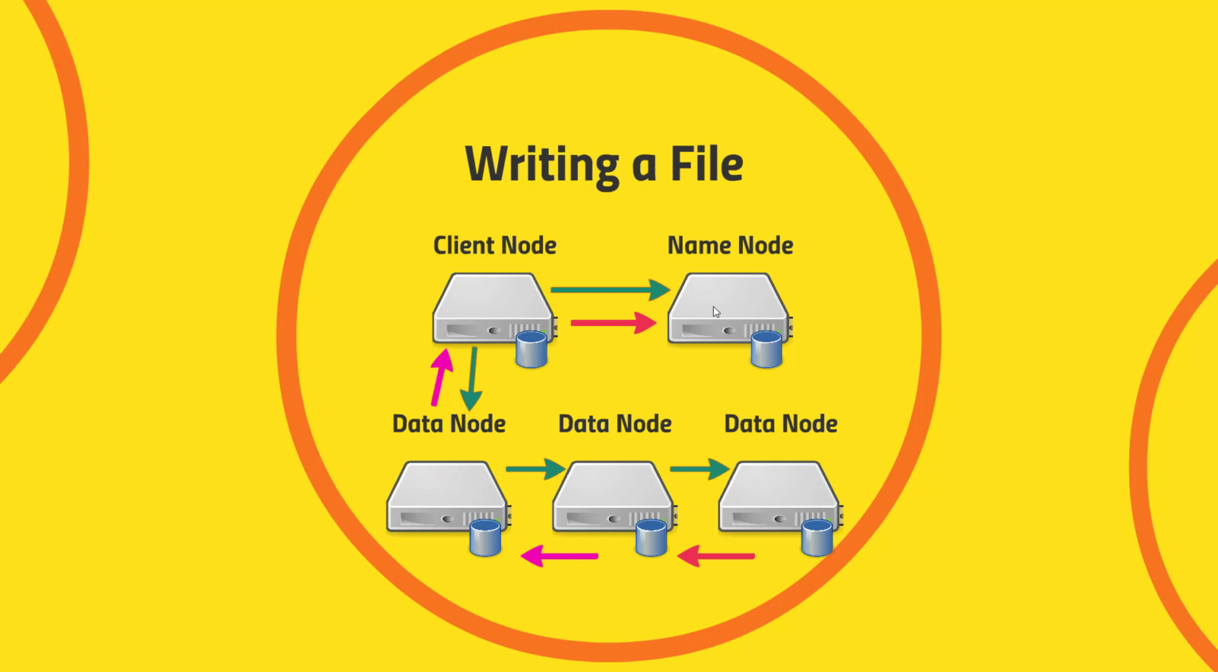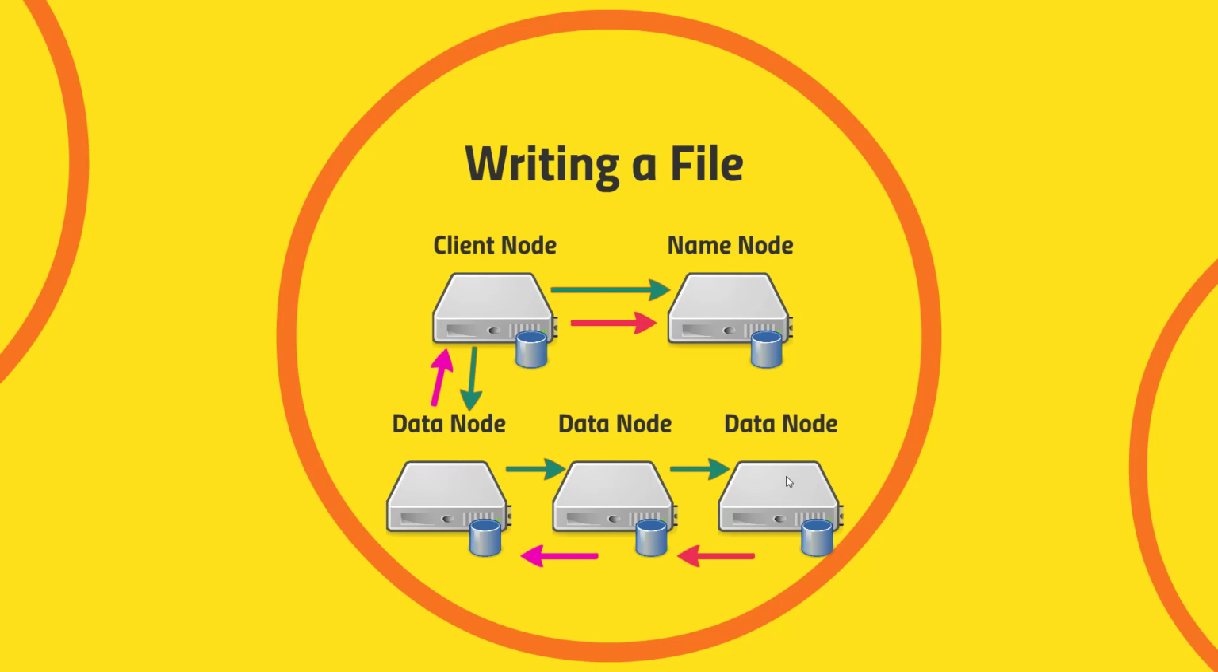So, it's a little bit complicated. Let's talk about that one more time. So again, writing a file, first talks to the name node and says, okay, we're going to create a new file on these data nodes. Client node talks to that first data node, and the data node says, okay, I'm going to store this block. That block's going to be replicated on this data node, and then we're going to pass it on to this data node.